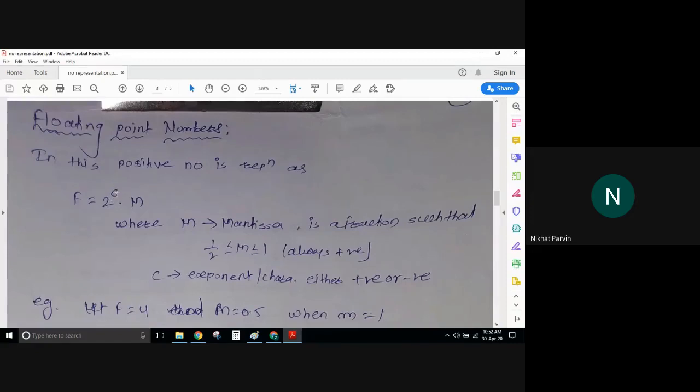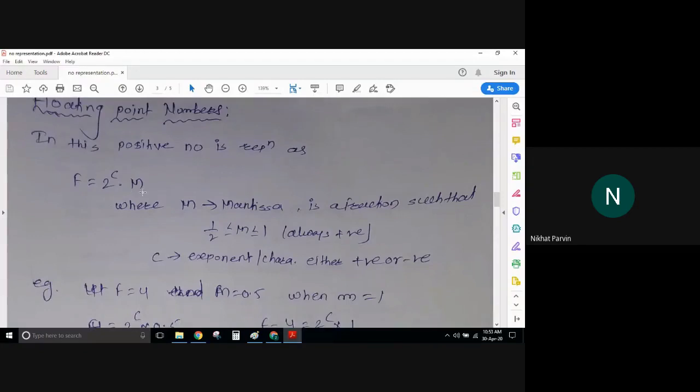And here this c, in some books you may find e. People may call it the exponent, or people may call it the characteristic. So actually I should write 2 power plus or minus c, because this c may be either positive or negative, as you have to deal with positive numbers as well as negative numbers, and the condition is that the mantissa is not a negative number. So definitely we should have this characteristic or exponent as positive or negative. So f equals 2 power c into m, where m is the mantissa and c is the exponent or characteristic, which will be either positive or negative.